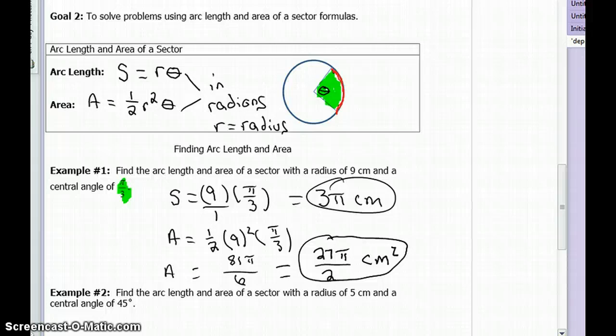All right, now what I want you guys to do is example number 2. It's very similar to number 1, except one thing. I'll give you the hint, and I highlighted it there. You're given the angle in degrees. Before you do this problem, you have to convert that to radians.